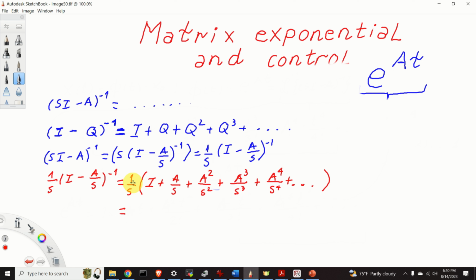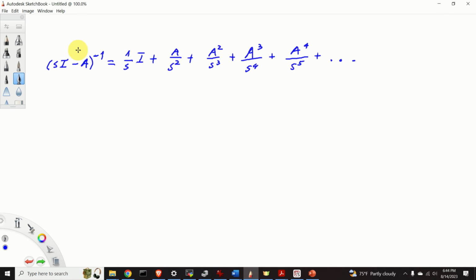Then, if we multiply 1 over s with these expressions, we obtain 1 over s identity plus A over s squared plus A to the power 2 over s to the power 3 plus A to the power 3 over s to the power 4 plus A to the power 4 over s to the power 5 plus higher order terms. To summarize, we expressed our resolvent matrix as a matrix series shown on the right hand side.